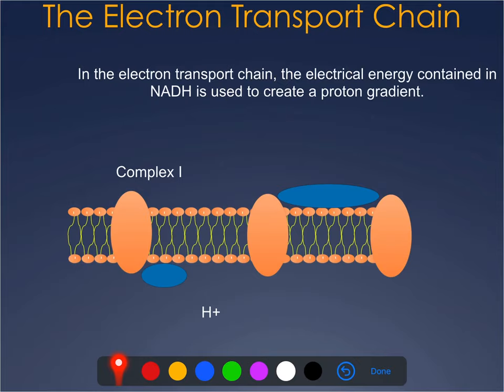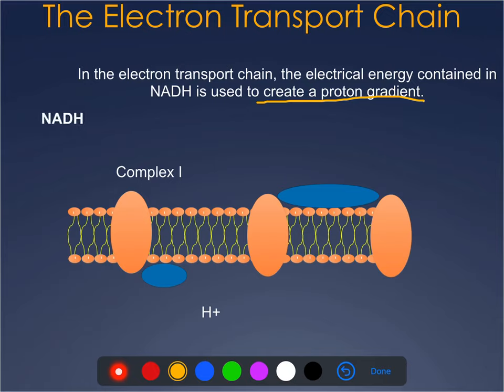The whole point of the electron transport chain is to create a proton gradient. What that means is we're going to be moving protons from one side of the membrane to the other side of the membrane. And for this reason, this is sometimes called the proton pump. We're going to be pumping protons, at least in net, from the bottom of this membrane to the top of this membrane.